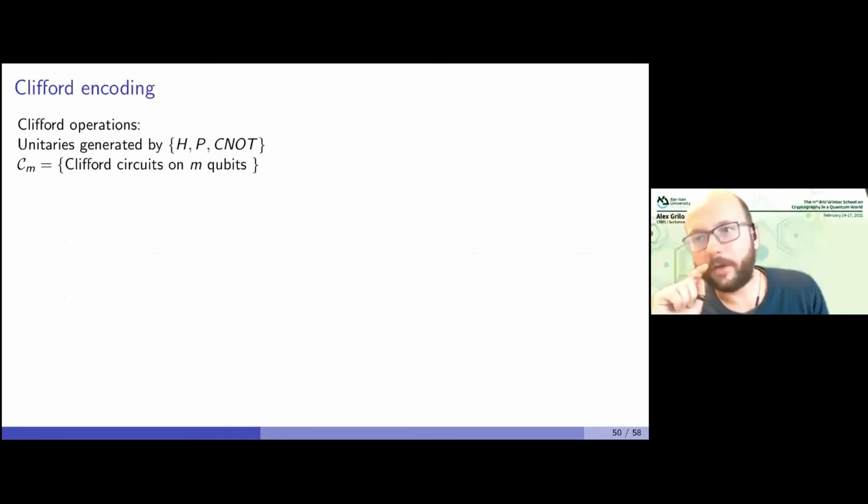The main building block of our protocol is using Clifford encoding. Just to recall Henry's and Thomas' lectures, the Clifford operations are the unitaries generated by the Hadamard, P gate and CNOT gates. I'll denote by C_m all the possible Clifford circuits on m qubits. I don't want to get into details of what Cliffords are. I'll just focus now on why choosing Clifford operations would be good for us.